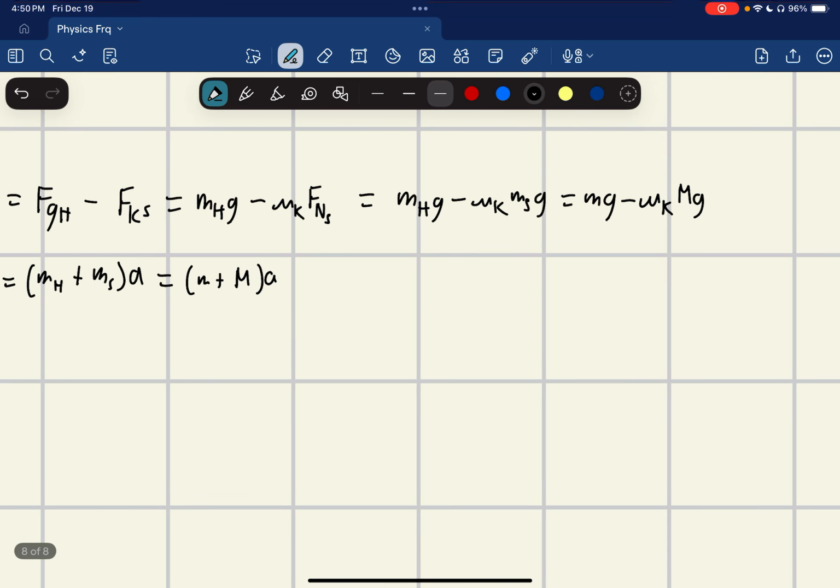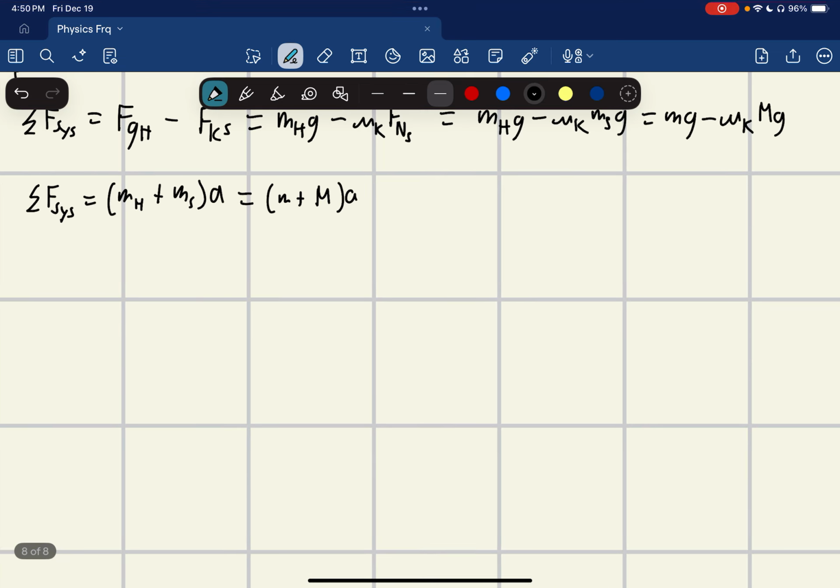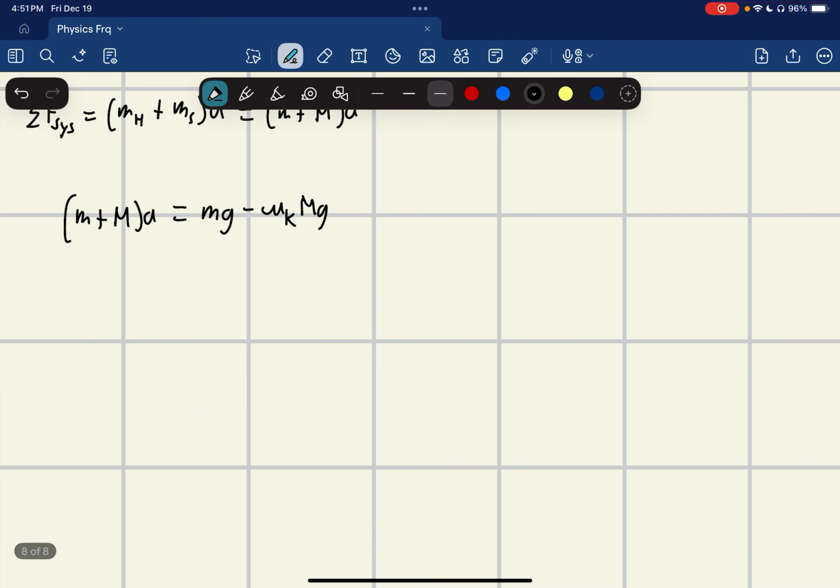And then from there we would equal the two equations together, so it would be the two net force systems together. So it would be (m + M)a is equal to mg minus μk Mg. And then here, to solve for a, I'll just divide the masses over from the a, so it would be a is equal to (mg minus μk Mg) all over (m + M).